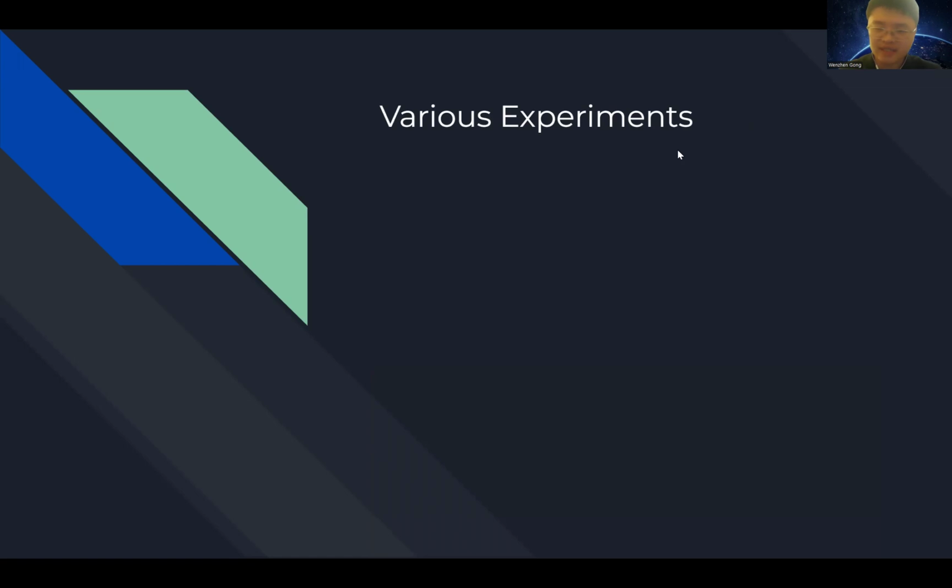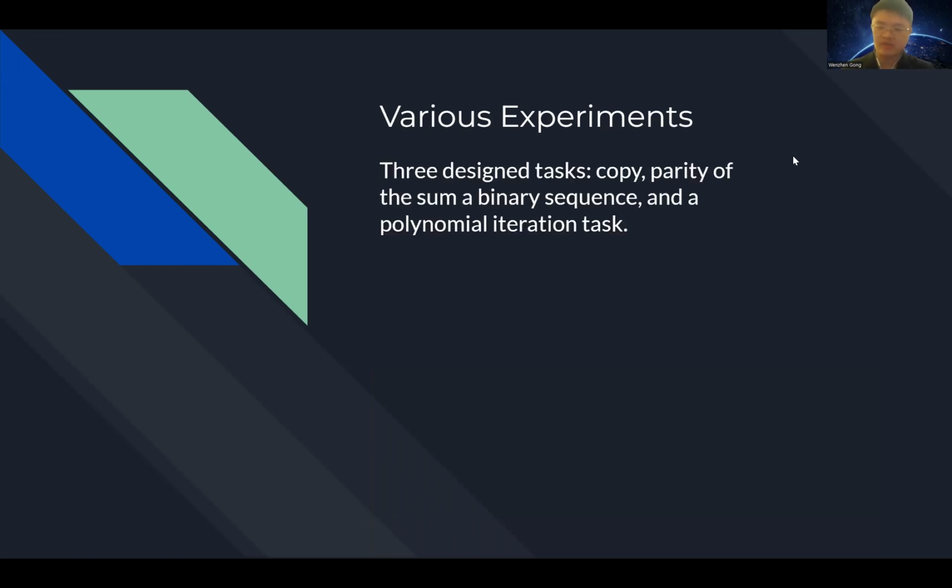Okay, so the next part of the paper is mostly about various experiments, and I'm going to introduce the most important parts and conclusions here. The authors mainly targeted three designed iterative tasks: the copy task, the parity of the sum of a binary sequence, and the polynomial iteration task. I'll briefly explain what those are.